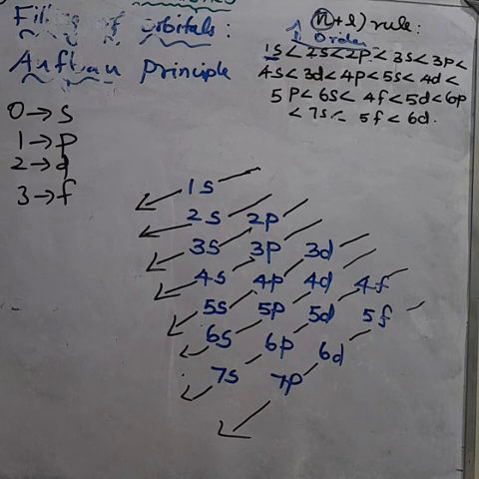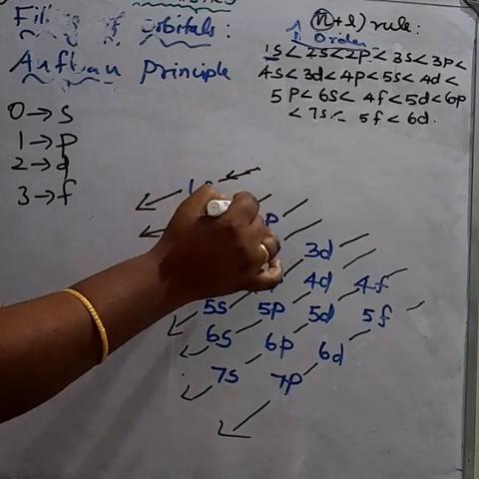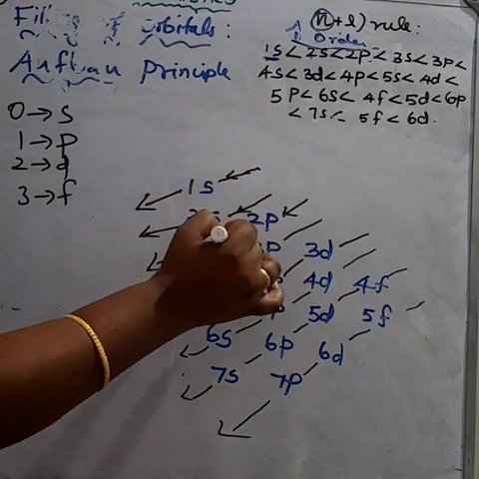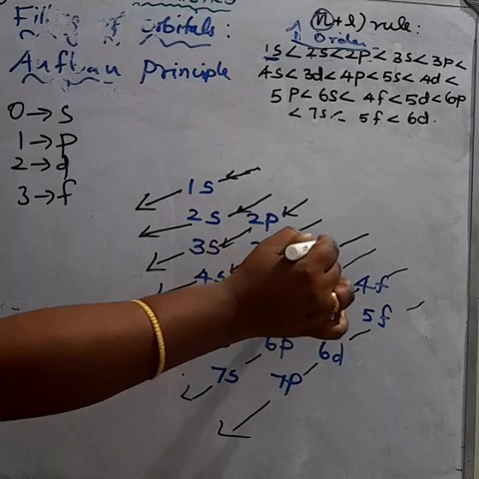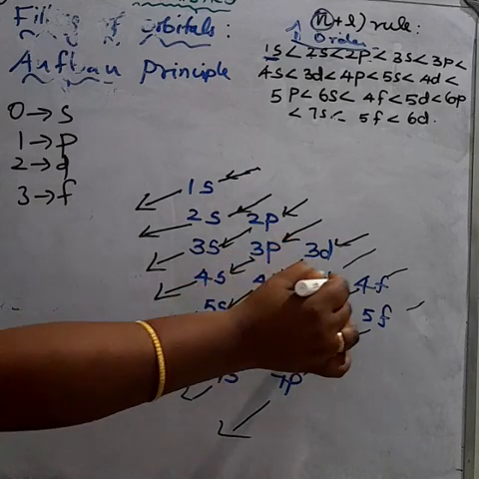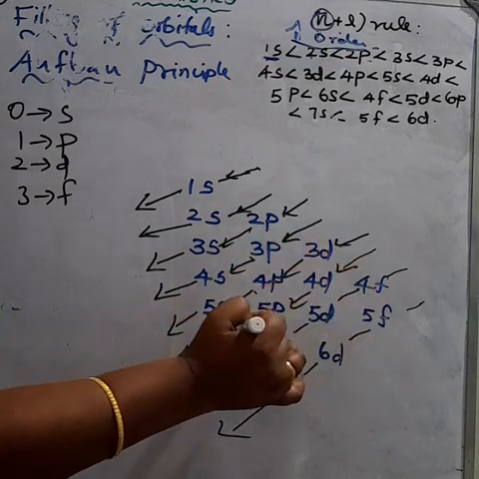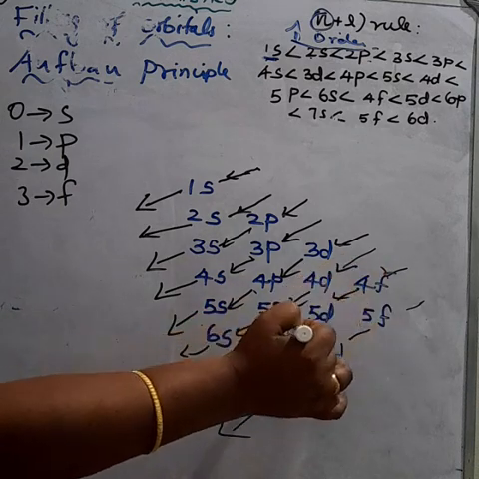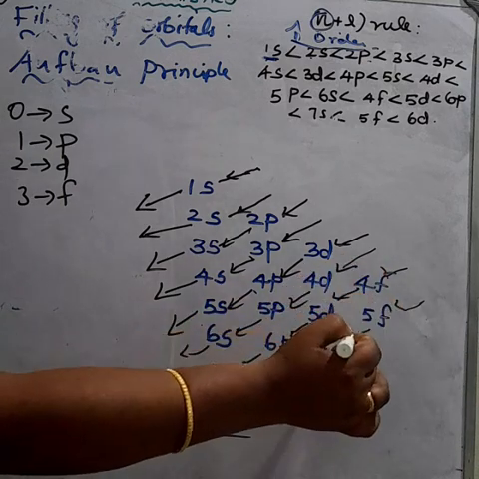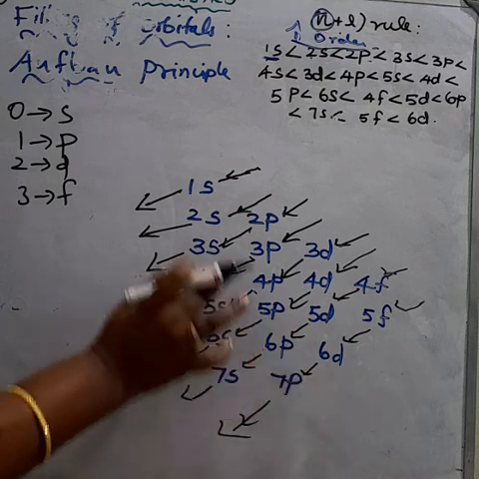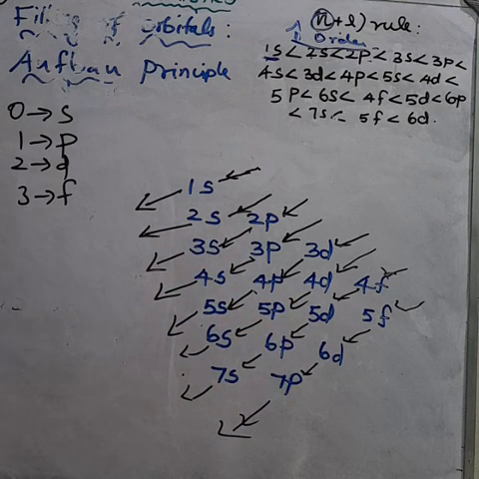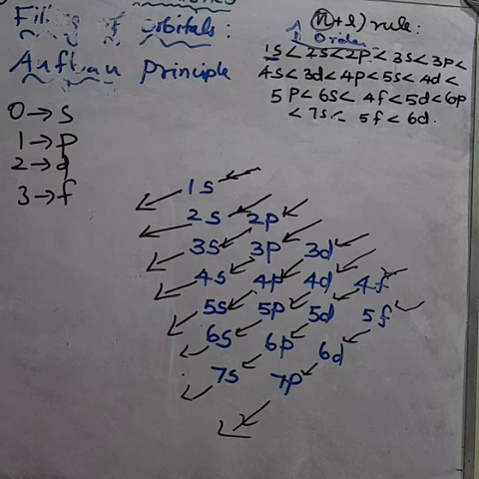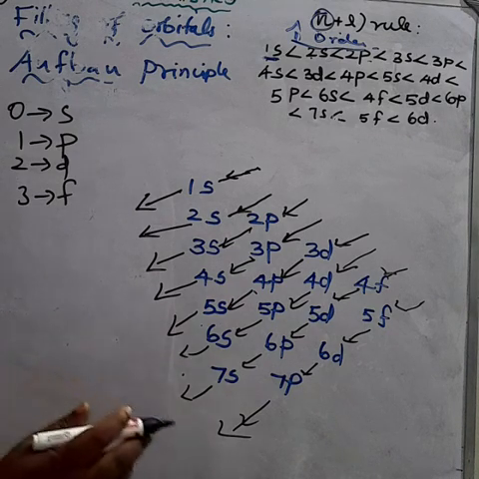So here in this diagram, all the arrows are pointing downwards. You can know the direction of the orbitals. Okay, this is the diagram for the Aufbau principle, lower energy orbitals first. According to this concept, we can write the electronic configuration. We can fill the electrons in the atomic orbitals.